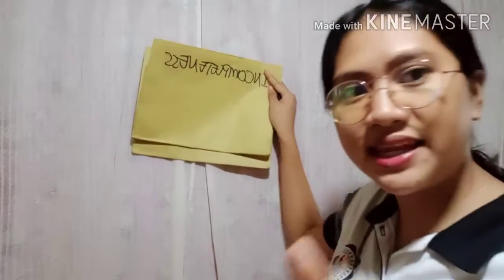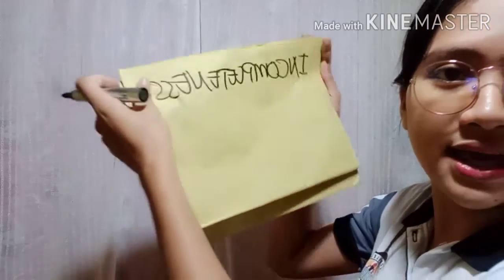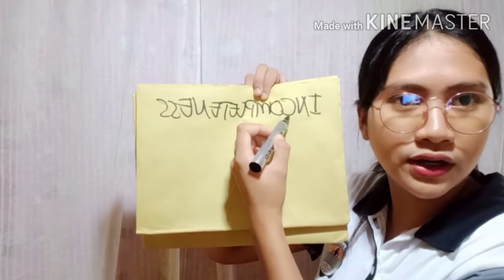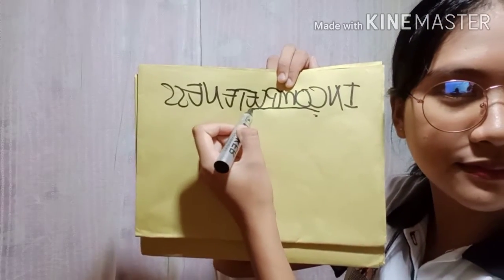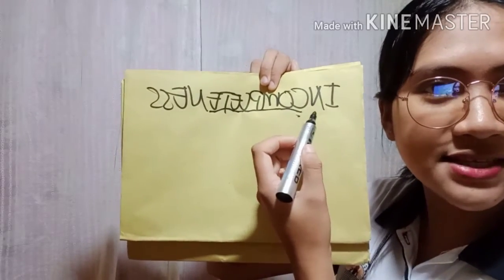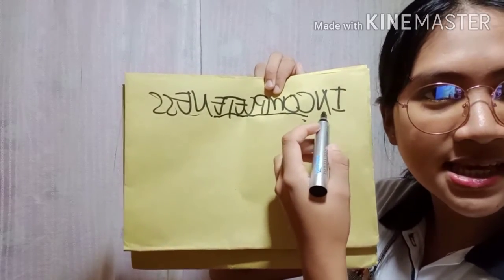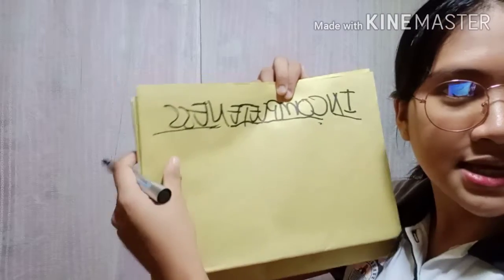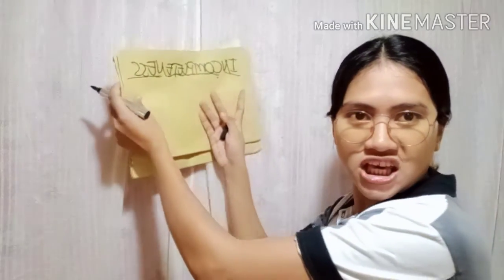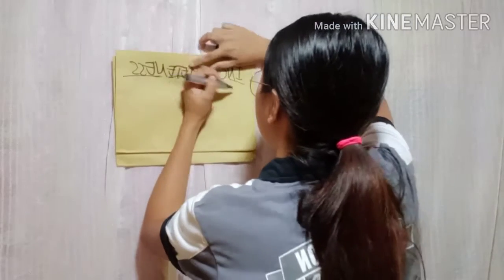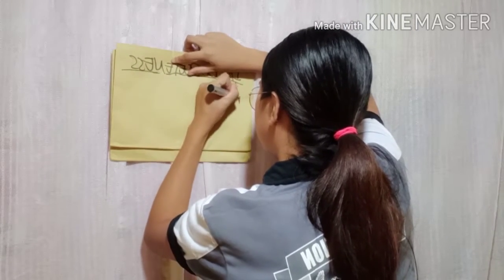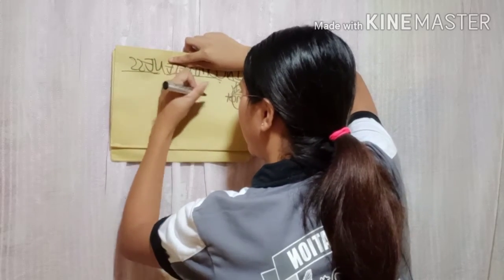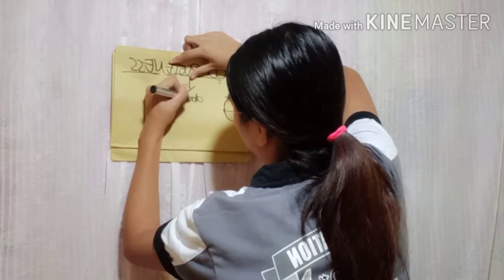But before anything else, we're going to locate where the root word is and where the affixes are. From this word, the root word is complete, and the remaining parts are the affixes. This one is a prefix and this one is a suffix. Now we're going to give the meaning of each. In, as a prefix, means not, and complete, from the dictionary, means absolute.